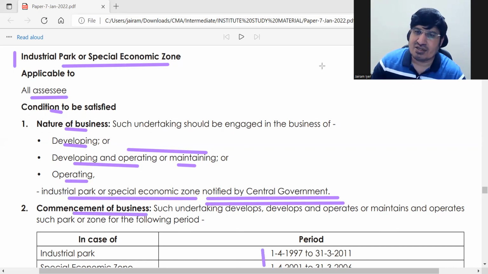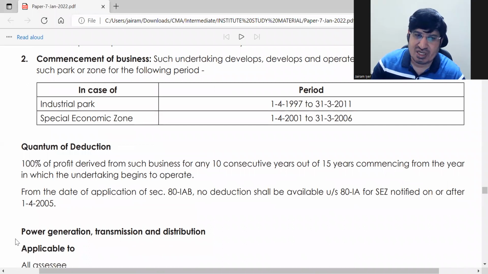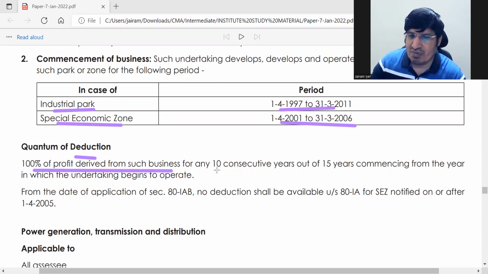As I said, not very important for you to remember the dates. Okay, you just know the provisions. So commencement of business should start between these dates. If it is an industrial park, then this is the date range, and for SEZ, this is the date range. Okay, right? And how much is the deduction? Same, 100% of profit for 10 out of 15 years. Okay. From the year when the undertaking begins to operate.